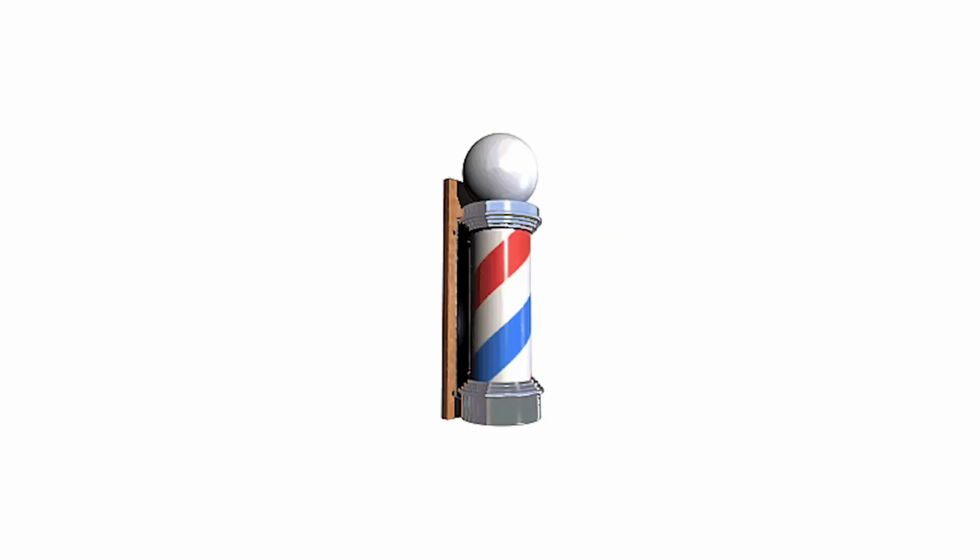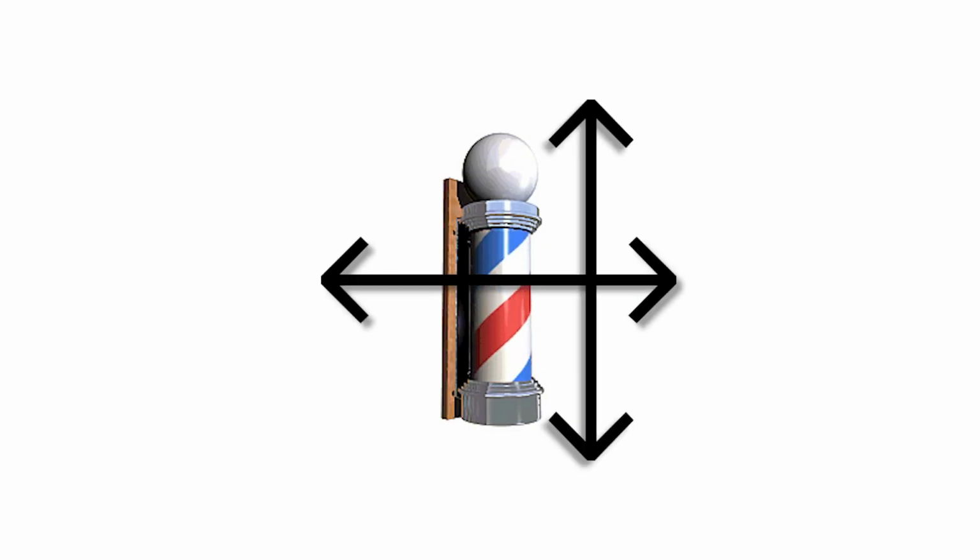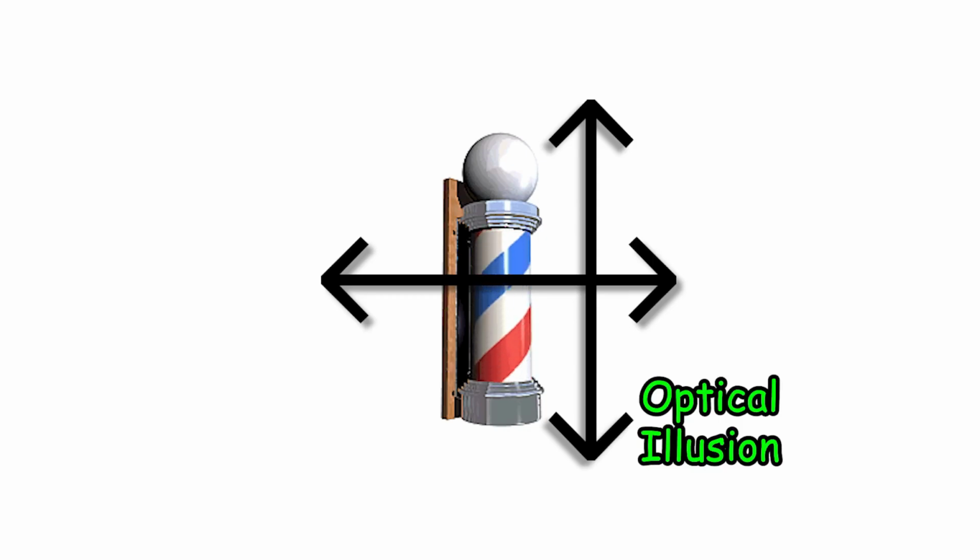Barber pole illusion. Did you know that the diagonal lines in a barber pole actually rotate horizontally and don't go up or down? The vertical movement is just an optical illusion.